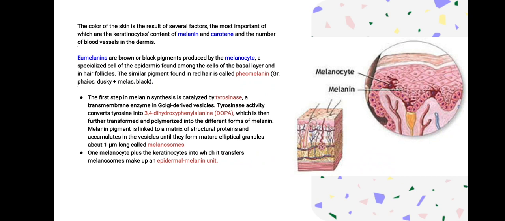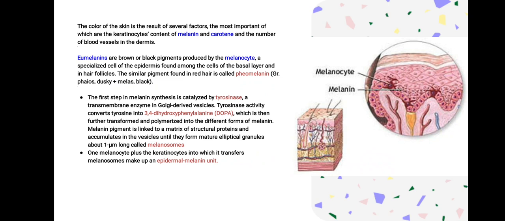Therefore, the color of the skin is the result of several factors, the most important of which are the melanin content, the carotene, and the number of blood vessels in the dermis. So, in this representation, you can see the melanocytes and the melanin.